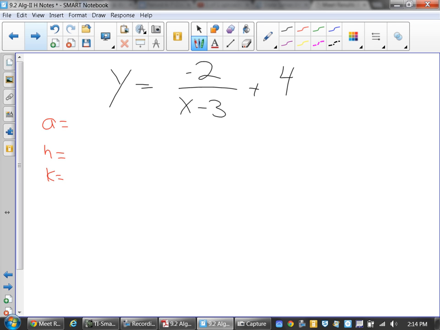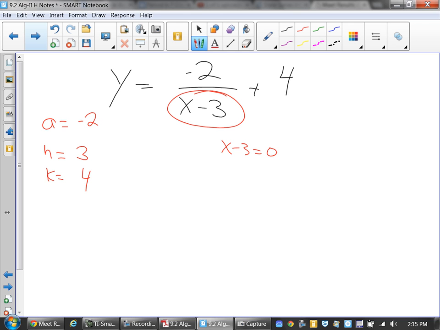In this form, it's really easy to figure them out. So A is -2, K is +4. Now, Emma, this is where you were asking: what do I do with this defined H? Well, it's basically what makes the denominator 0. What's the 0 of that term? 3. And so H is 3.